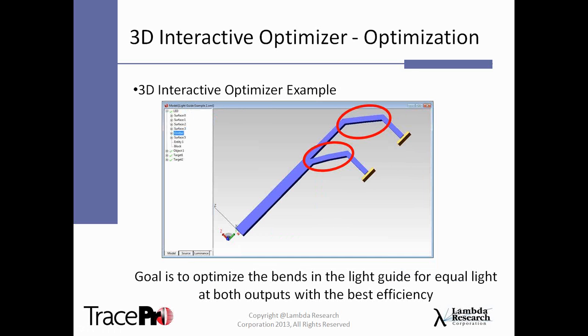And now let's walk through what you could do to set up a basic optimization, some of the steps that are required. I'm going to go back, as I mentioned, to my light guide example where I was sweeping a profile along 2 paths. And I want to optimize these bends here. Initially I've set them to sort of a worst case, just a straight line, almost a 45-degree angle for these bends. My goal is to optimize the bends in the light guide for equal light at both of these outputs, as well as the best efficiency that I can get.